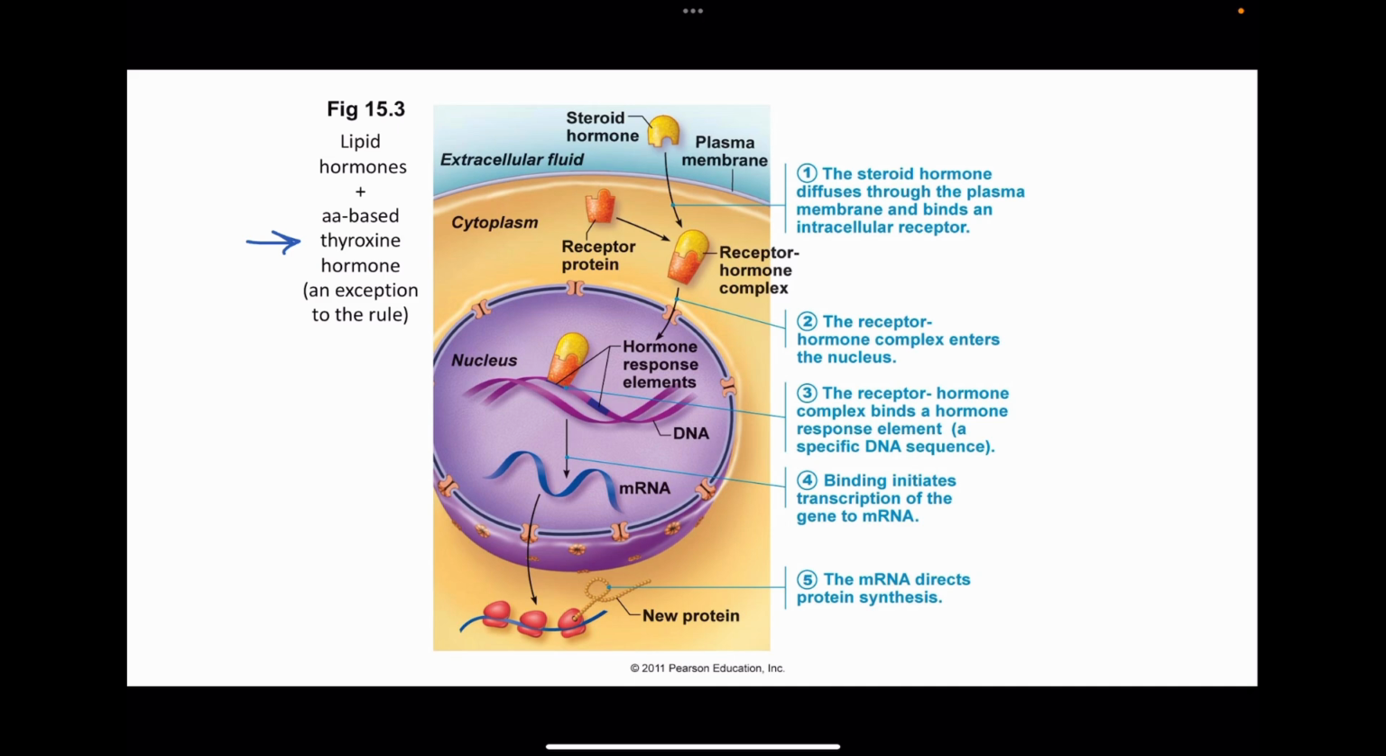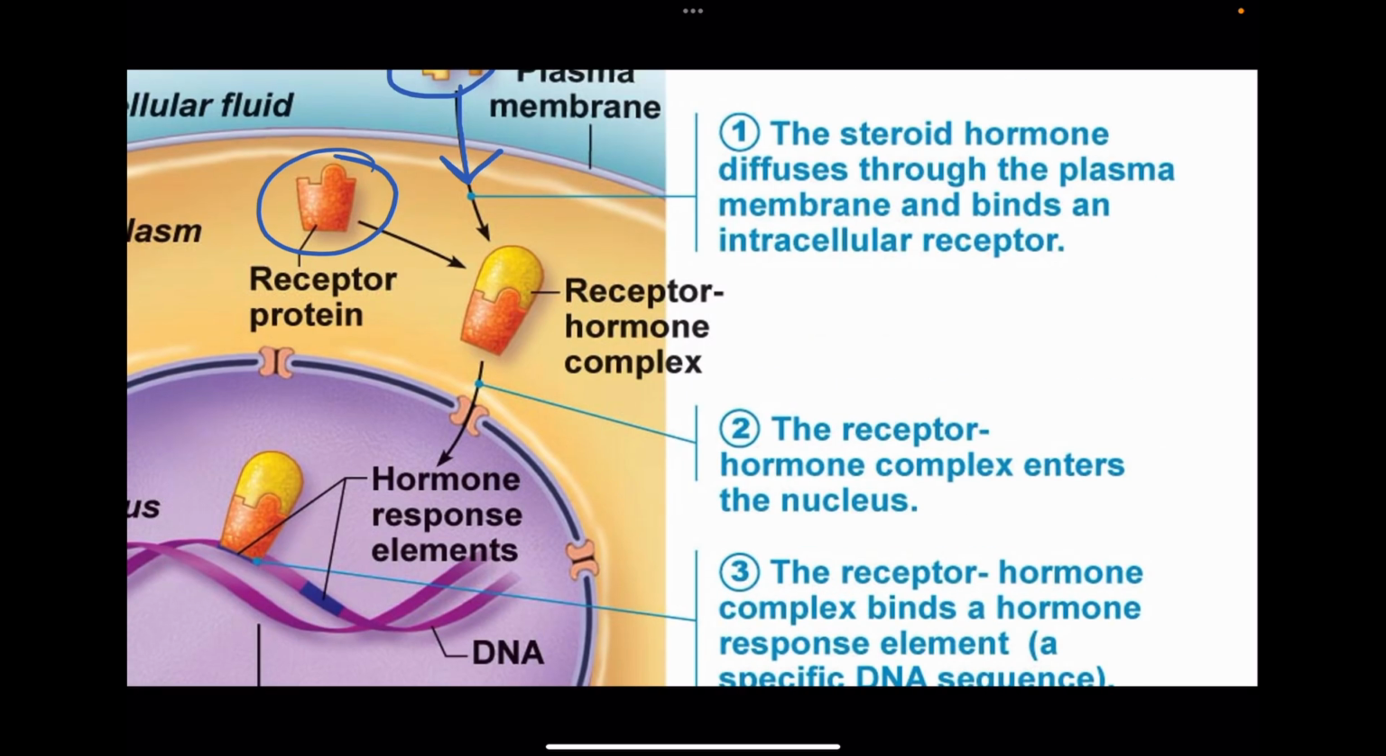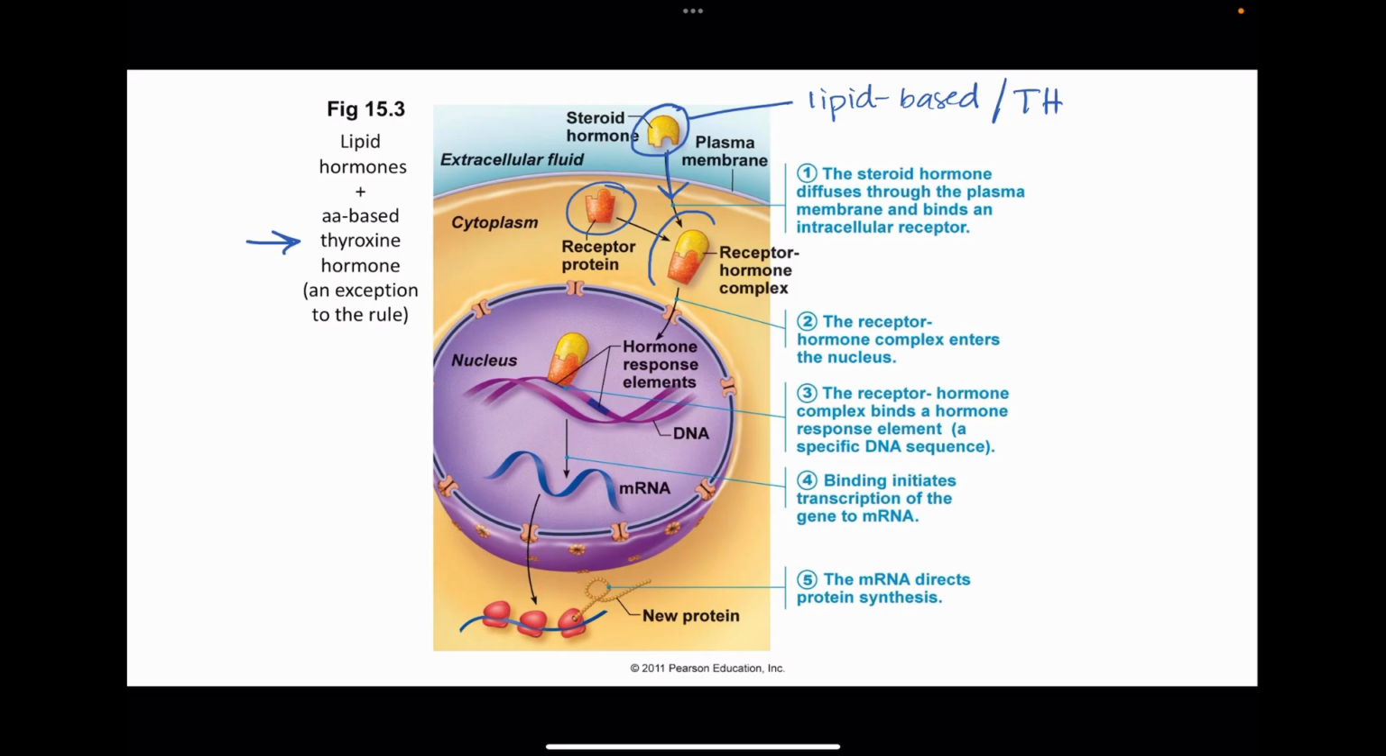So because these lipid hormones and thyroid hormone can cross the plasma membrane, here is that steroid or lipid-based hormone. Again, we can call it lipid-based. And then also our thyroid hormone will act in this way as well. But that hormone is going to cross the plasma membrane. And then here is a receptor protein on the inside of the cell. So because it's internal, it was made by a free ribosome, not an attached ribosome. But you can see the receptor on the inside of the cell.